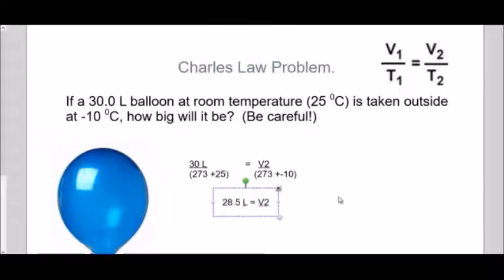Now let's see if that made sense. Our balloon got colder. It went from room temperature 25 degrees down to -10. Because it got colder, the balloon should have shrunk if Charles' law is true, and it is. And our balloon did shrink. It went from 30 to 28.5. Notice these bottom temperatures have to be in Kelvin. Again, that's why I added 273 to move them into Kelvin. This won't work if you use Celsius temperatures.